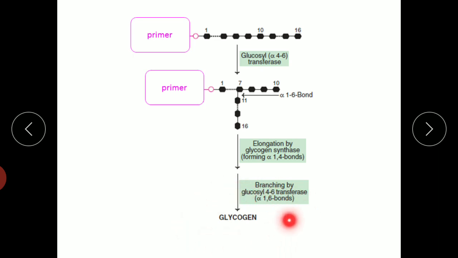The final molecule is called glycogen. So the molecule formed after repeated elongation and branching, it is called glycogen. So this process is called glycogenesis. Thank you.